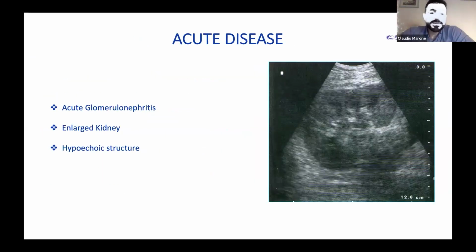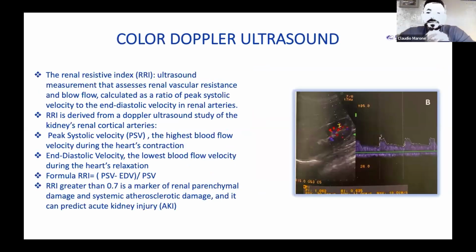That should be measured from the base of the pyramids to the capsule. And in the acute disease, as I told before, we have enlarged kidney and hypoechoic structure. Just let me say something about the color Doppler ultrasound. It's important to know the renal resistive index, that is calculated as a ratio of peak systolic velocity to the end systolic velocity in the renal arteries. And it is really important because an RRI greater than 0.7 is a huge marker of renal parenchymal damage.